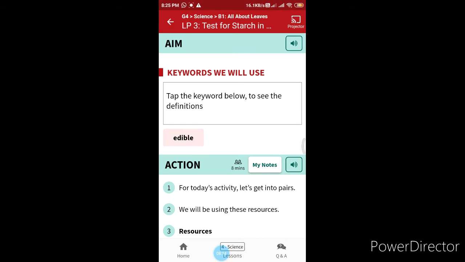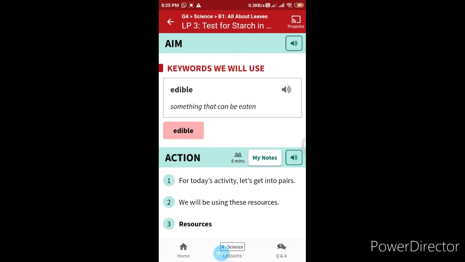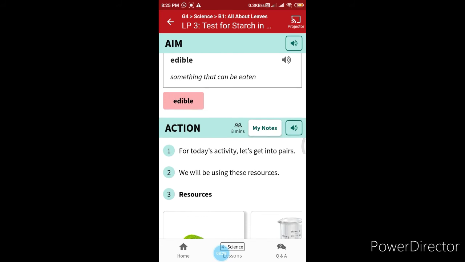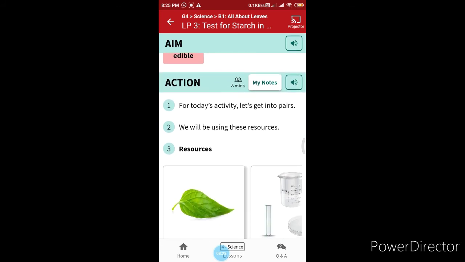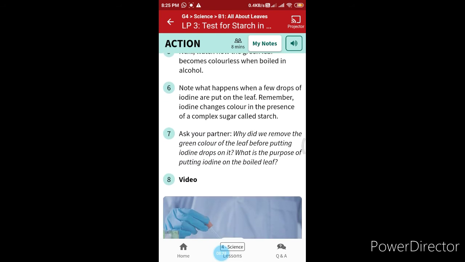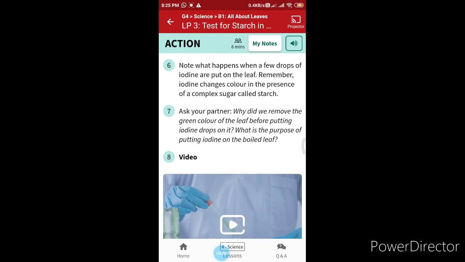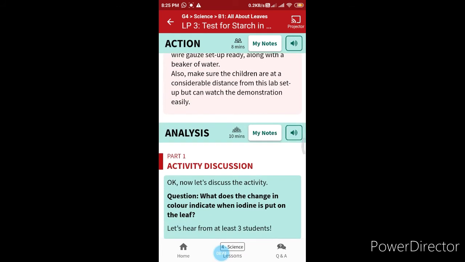The new word in 1.3 is edible. Edible means something that can be eaten, which we are able to eat. That is known as edible. In some plants, stems are edible. In some plants, roots are edible. In some plants, leaves are edible. So like that. Okay, now we will see some practice questions.